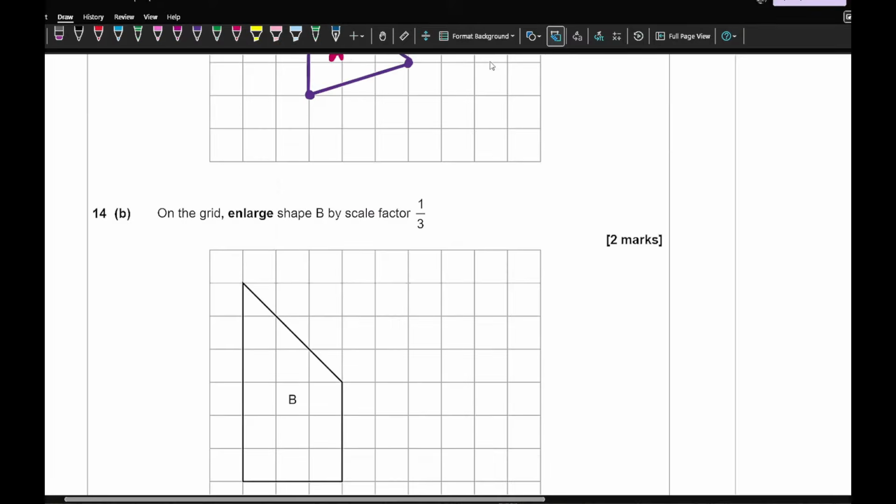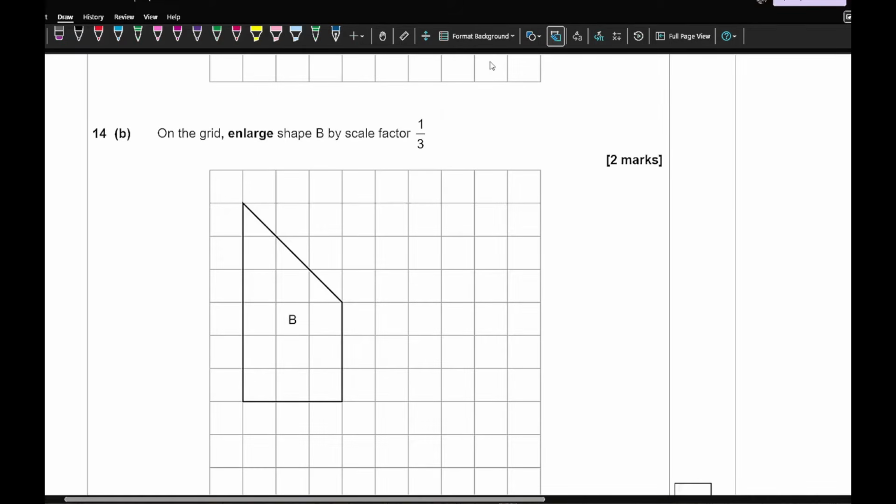Then for B, it says on the grid, enlarge the shape B by scale factor of a third. So what we need to do is make this shape B 3 times smaller. So picking a starting point, which I'm just going to pick here, going across, we've got 3 squares. So if you divide that by 3, we get 1. So that's going to be there. Going up, we've got 6 squares. So 6 divided by 3 is 2. So that's going to be there. Going up here is 3. So 3 divided by 3 is 1.